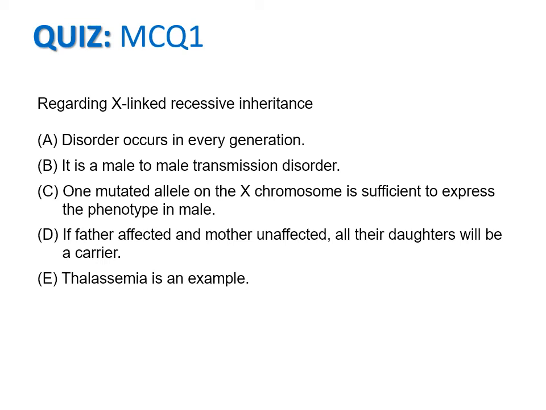Regarding X-linked recessive inheritance. A. Disorder occurs in every generation. False. B. It is a male-to-male transmission disorder. False. C. One mutated allele on the X chromosome is sufficient to express the phenotype in male. True. D. If father affected and mother unaffected, all their daughters will be a carrier. True. E. Thalassemia is an example. False.